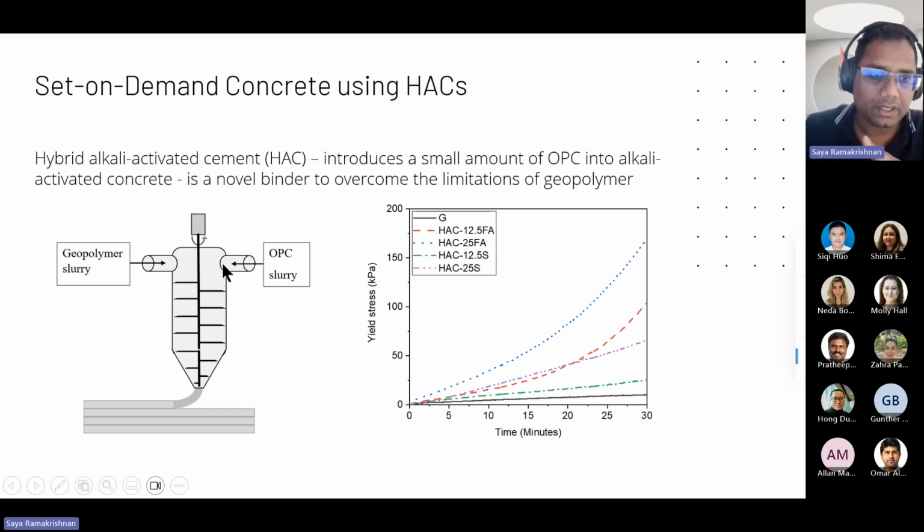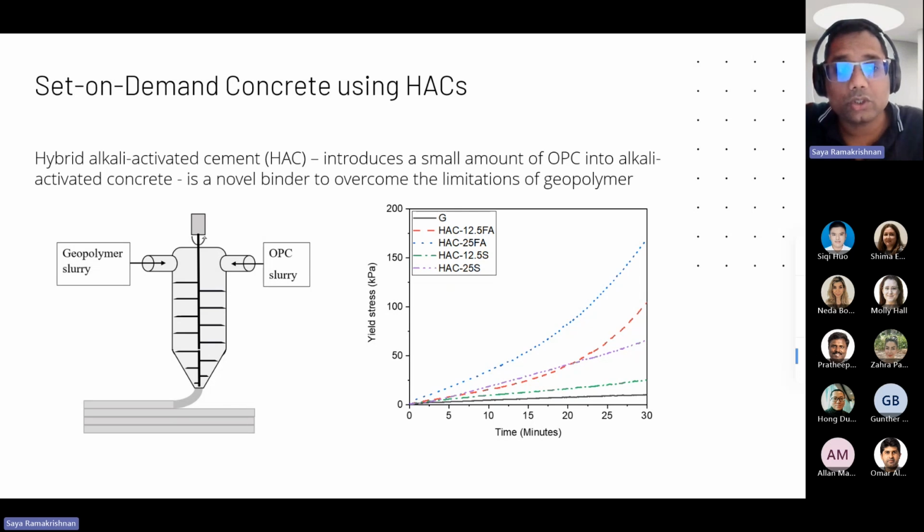Until it reaches the print head, the geopolymer slurry and OPC slurry are in a flowable stage, which is good for mixing and pumping. But when it comes to the nozzle, they both are mixed together and it sets very quickly. So it has two advantages. One is, of course, we are overcoming the main challenges of geopolymer concrete, which are the main barriers for geopolymer to be in industrial implementation. At the same time, we get quick setting of concrete, which is very much needed for 3D printing.